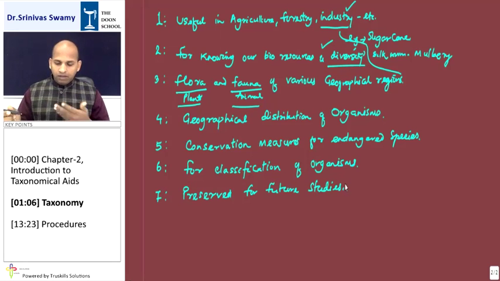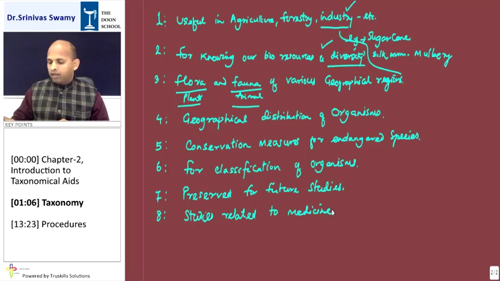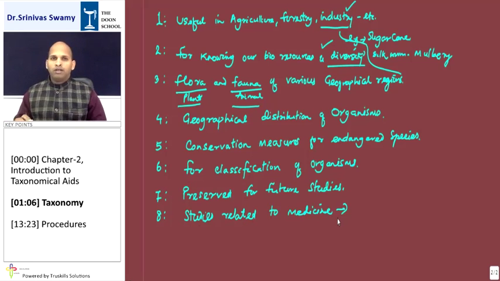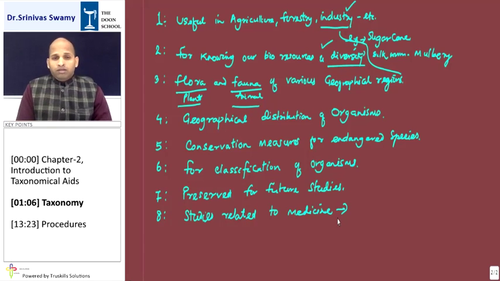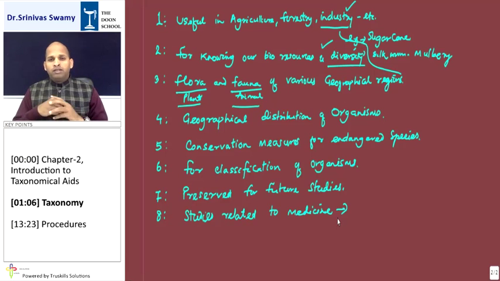Also, they can be preserved or conserved for studies related to medicine, how valuable they are or how they can be used for our benefit, and other industrial products. So it's not just one area. Taxonomical study has a huge interdisciplinary utility.